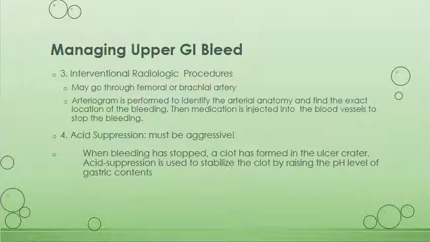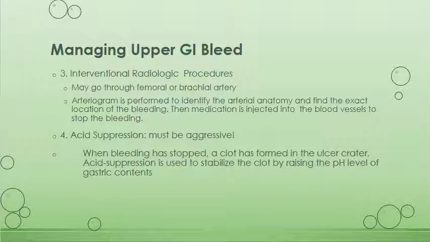Another way to do this is through interventional radiology. They may go through either the femoral or brachial artery. This is quite a fascinating procedure. If you ever get a chance to watch one, I would highly recommend it. An arteriogram is performed to identify the arterial anatomy and find the exact location of the bleeding. Once they locate where that problem is, medication is injected into the blood vessels to stop the bleeding at that site. Acid suppression is another step in managing the upper GI bleed.